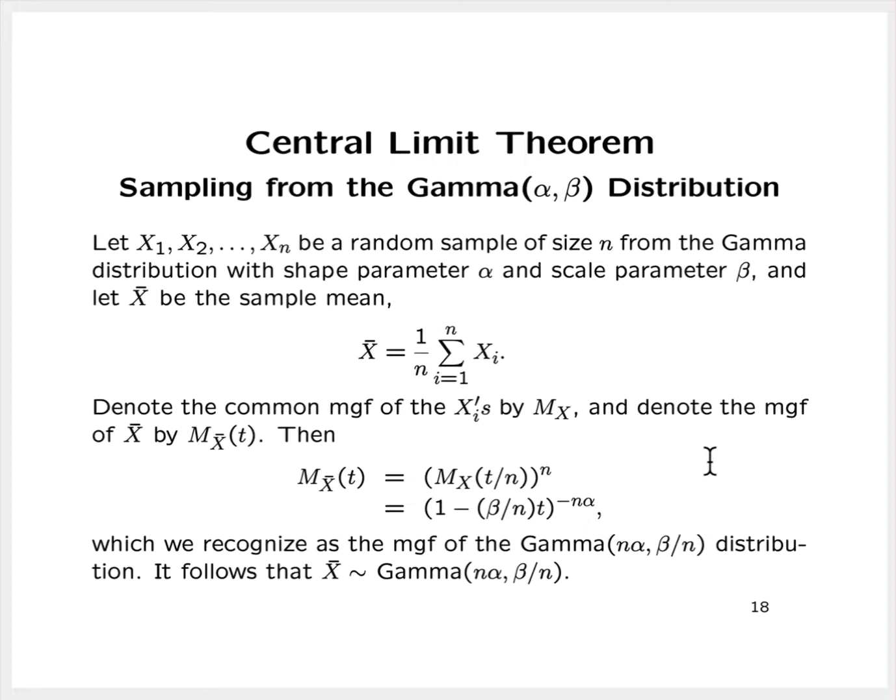And I'm using a result here that we really haven't talked about. I'm going to use it here, and I may show you a proof of this in a different video. But for now, let's just take this as given that the moment generating function for the sample mean turns out to be equal to 1 minus beta over n times t, raised to the negative n times alpha power.